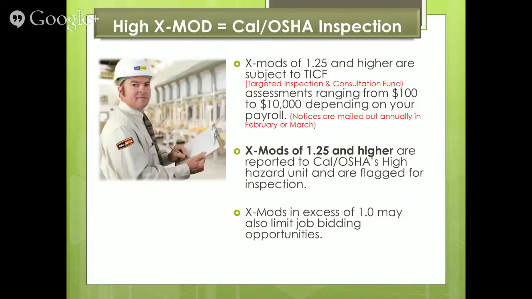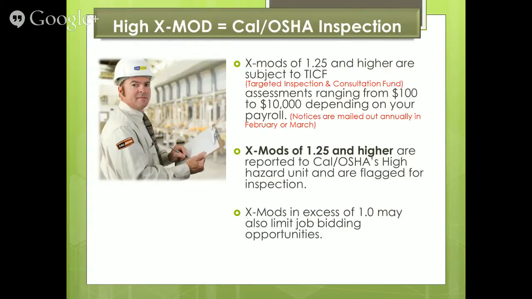So moving on here, the high XMod rate Cal OSHA inspection. How do we get here? The XMod of 1.25 is a magical number. An XMod of 1.25 and higher are subject to the TICF, and there is the description below on that. Assessments ranging from $100 to $10,000 depending on your payroll.